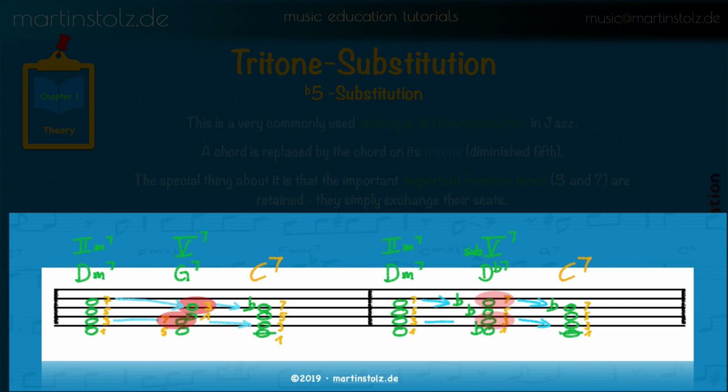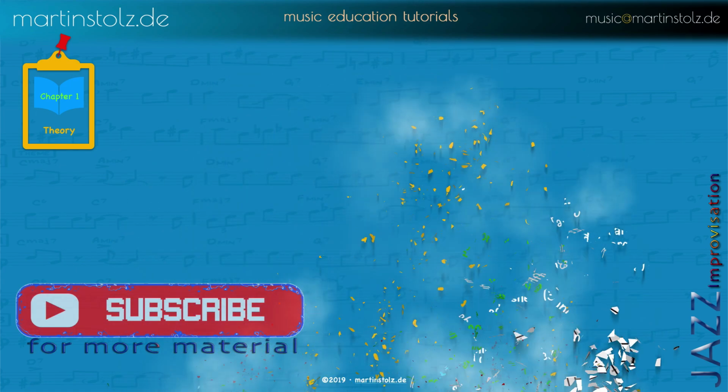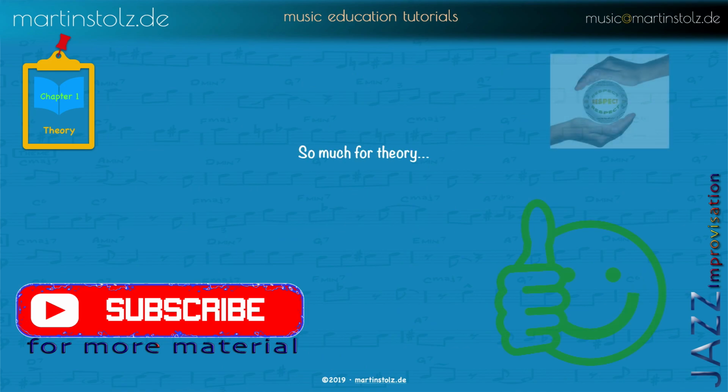And what it does is it creates again, and we had this before with the sharp 4 and the 1, a chromatic bass movement in the cadence, because most chords go around the circle of fifths, and so it's good to change the movement of the bass notes, so that it's not too mechanical. Well, that's what I said before here. So much for the theory.